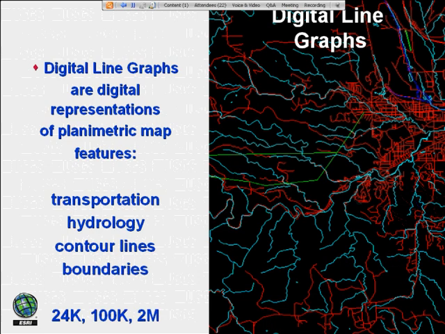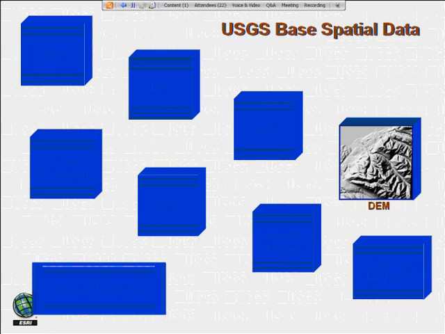Digital line graphs are the oldest kind of spatial data out there. They've been produced since, oh, folks, the height of the disco era. 1979 is when these things started. Digital line graphs, as the name implies, are vector data sets of topographic map features, hydro, contour lines, boundaries, that sort of thing.